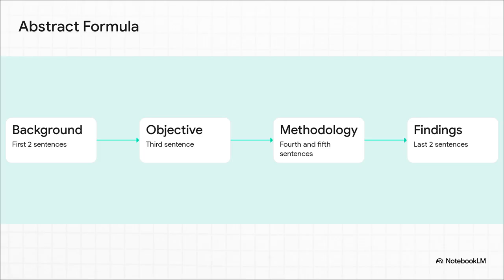Now notice what's missing there. Implications. They are deliberately left out of this formula. If you stick to this exact recipe, you are guaranteed a punchy, perfectly balanced summary that gives the reader exactly what they need right away.